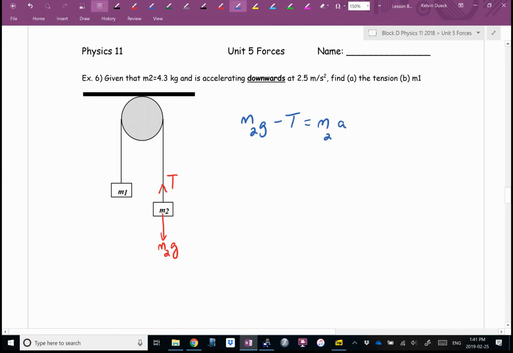Now, why is that so handy? What did A want me to find? Swappy dance. Yes? And so we're going to get this. M2G minus M2A, that equals tension. Rowan, do you mind? Can I put the T equals on this side? Because that's where we're used to.